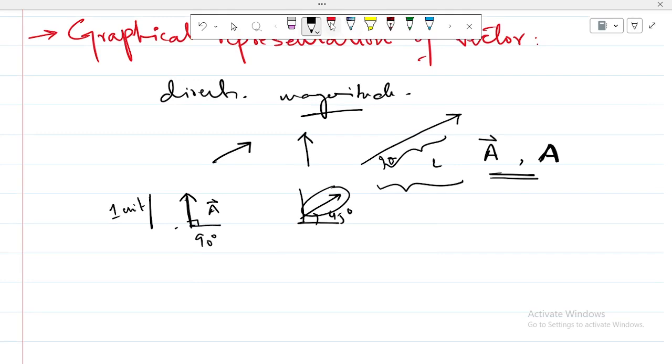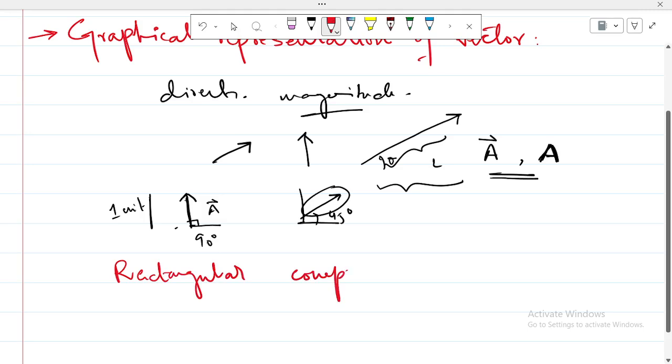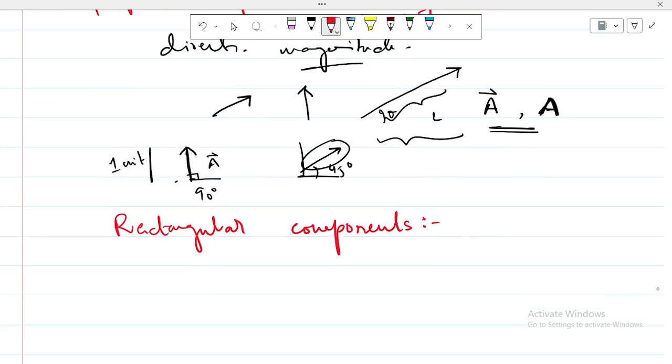The next thing that we're studying, extending this idea of graphical representation, is the idea of rectangular components of a vector. But before we really get into the rectangular components of a vector, I think it is important to first understand what we really mean by rectangular coordinates.